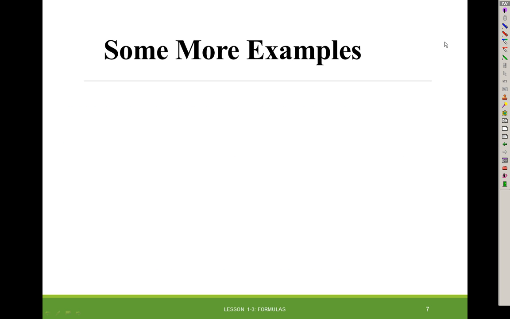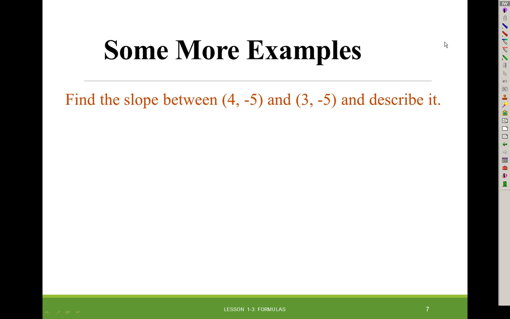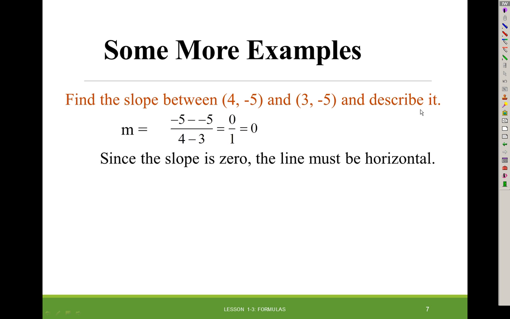So here's some more examples of slope. The slope between 4, -5 and 3, -5. Use your slope formula, y2 minus y1 over x2 minus x1. You get 0 divided by 1, which is 0. That's a horizontal line. Remember, when 0 is in the numerator, the slope is 0.